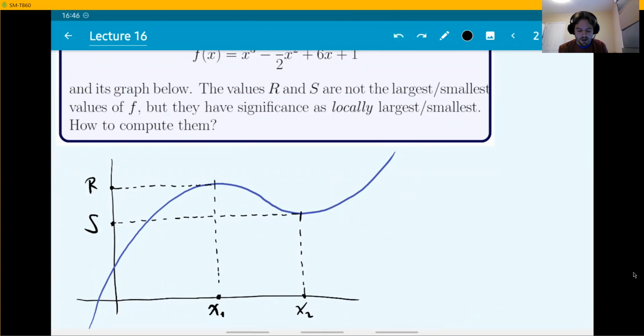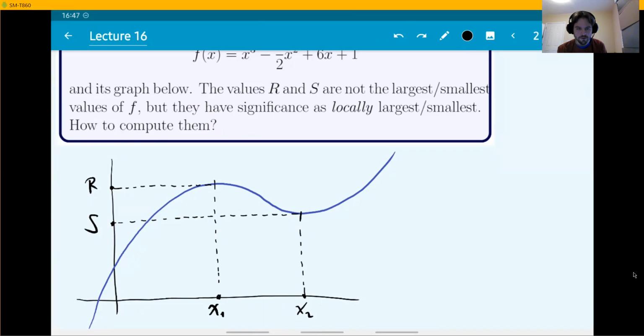However, these values still have significance. We're going to be calling them locally largest and smallest. I hope you can agree with this statement that around this point x1, r is the largest value that the function has. And similarly, around the point x2, s is the smallest value. So they have some significance in problems where you have applications. This type of locally maximum and locally minimum value have significance. So you want to be able to find them. But how do we compute them?